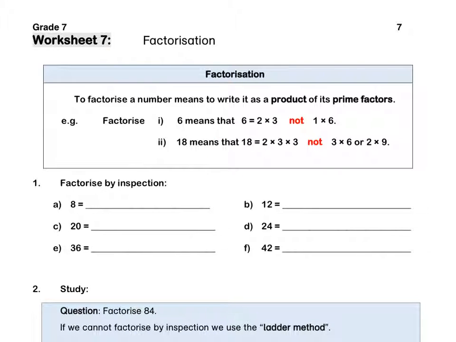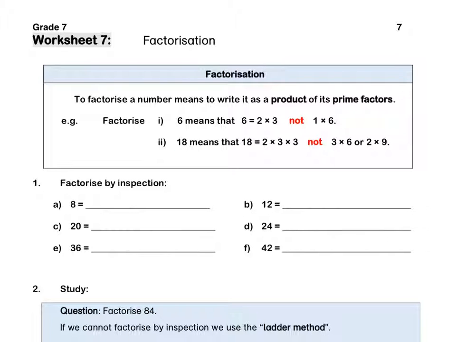Worksheet 7. To factorize a number means to write it as a product of its prime factors. For example, to factorize 6 means 6 is equal to a product, which is times, of 2 and 3, because both 2 and 3 are prime numbers and they are the prime factors of 6. To factorize 6 does not mean 1 times 6, because 6 is not a prime number.